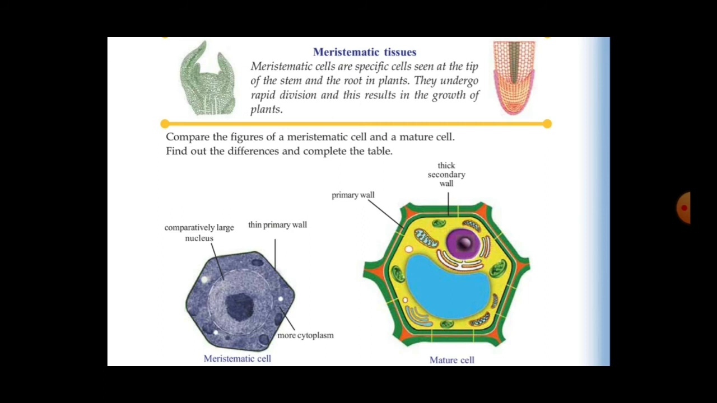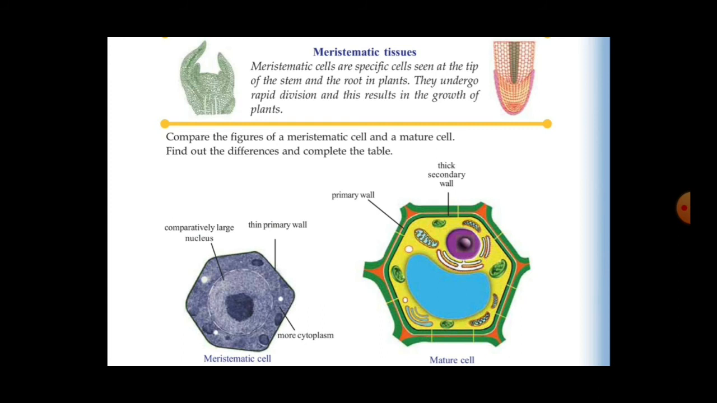They are called meristematic tissues. Meristematic cells are specific cells seen at the tip of the stem and root in plants. They undergo rapid division and this results in the growth of the plants. You know, growth is happening when there is cell division.